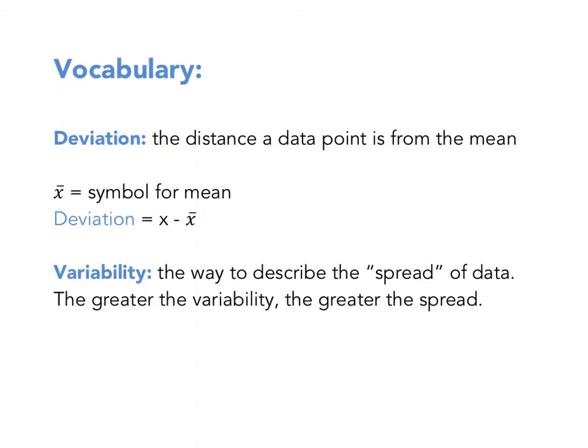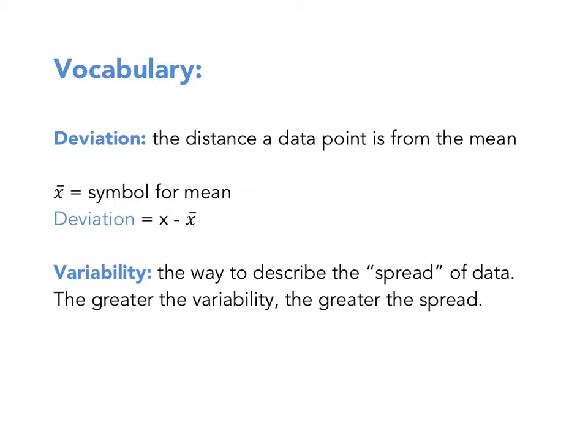The vocabulary you need first: what is a deviation? A deviation is the distance a data point is from the mean. This x with the line over it is the symbol for mean. To calculate deviation, you take your data point and subtract the mean from it.